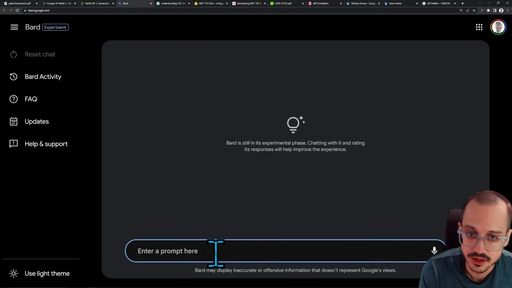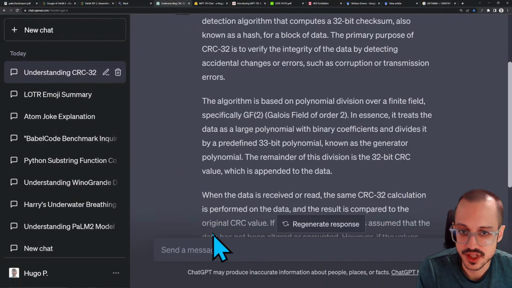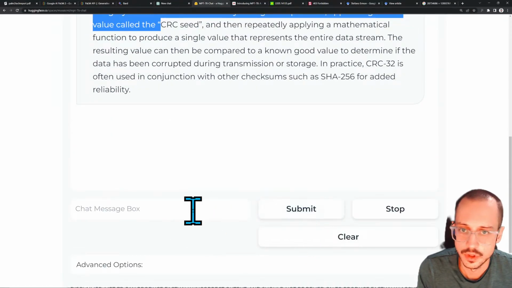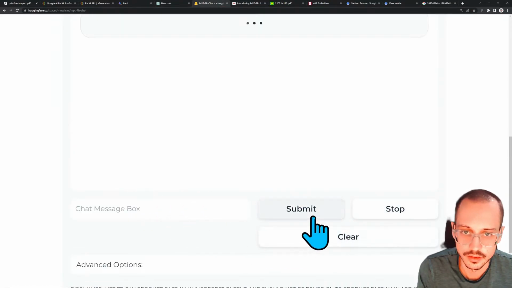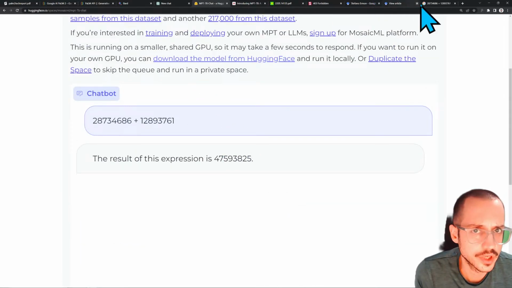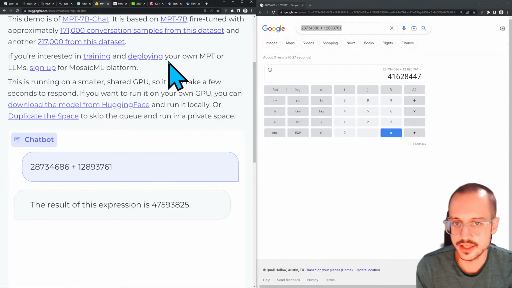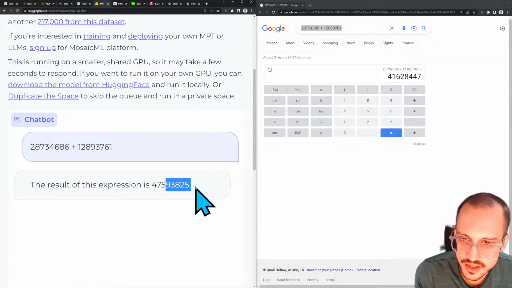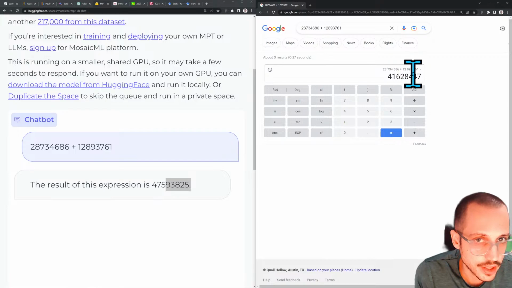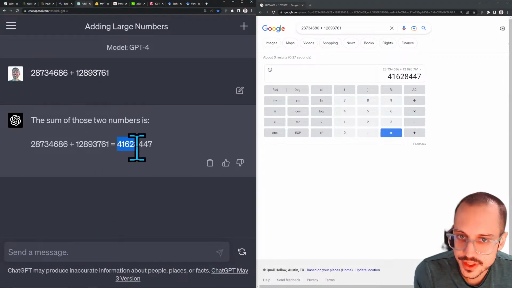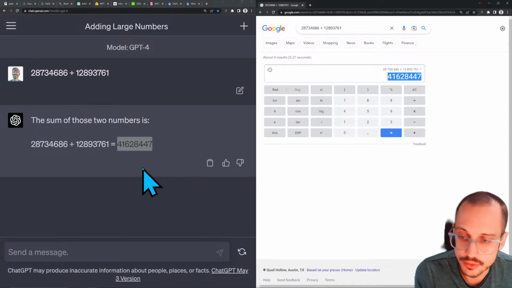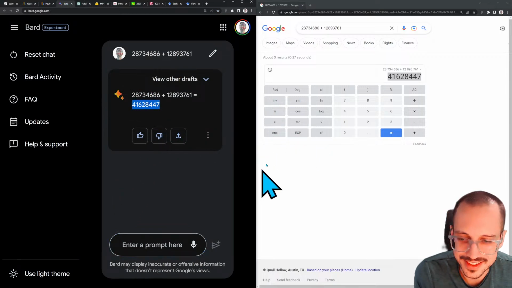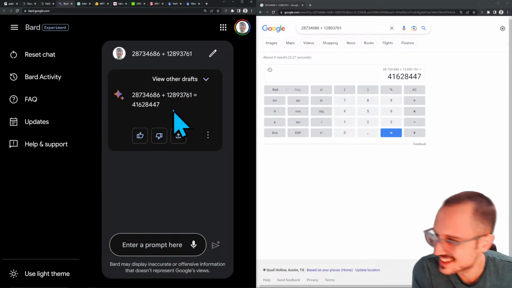So let's see. Let's see what these guys can do. Clear. Okay. So what do we got? Let's see who's correct and who's not. Mosaic MPT 7B: 47593825. No. 416-28447. ChatGPT is correct. Bard: 416-28447. Oh, look at that. Also pretty good.